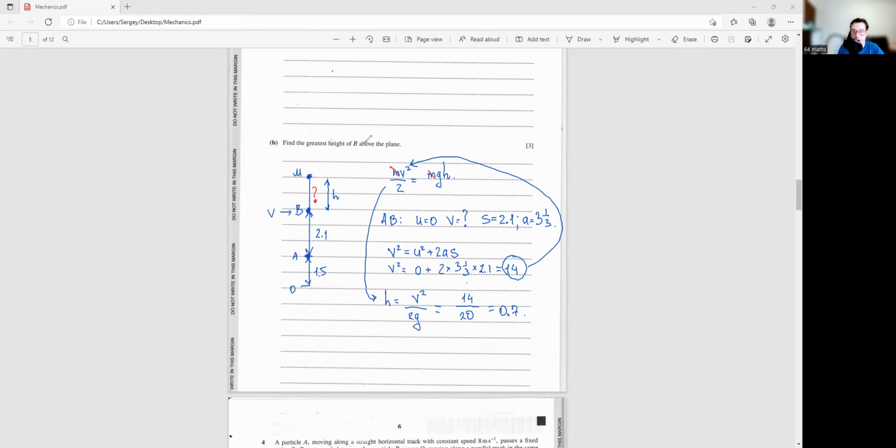Okay, now the greatest height of B above the plane is going to be 1.5 plus 2.1, look at the diagram, plus the height, which you already know, it's 0.7. And that gives us 4.3. And I will state it as my final answer, 4.3 meters. I guess that's it for question 3. Time to move to question 4.